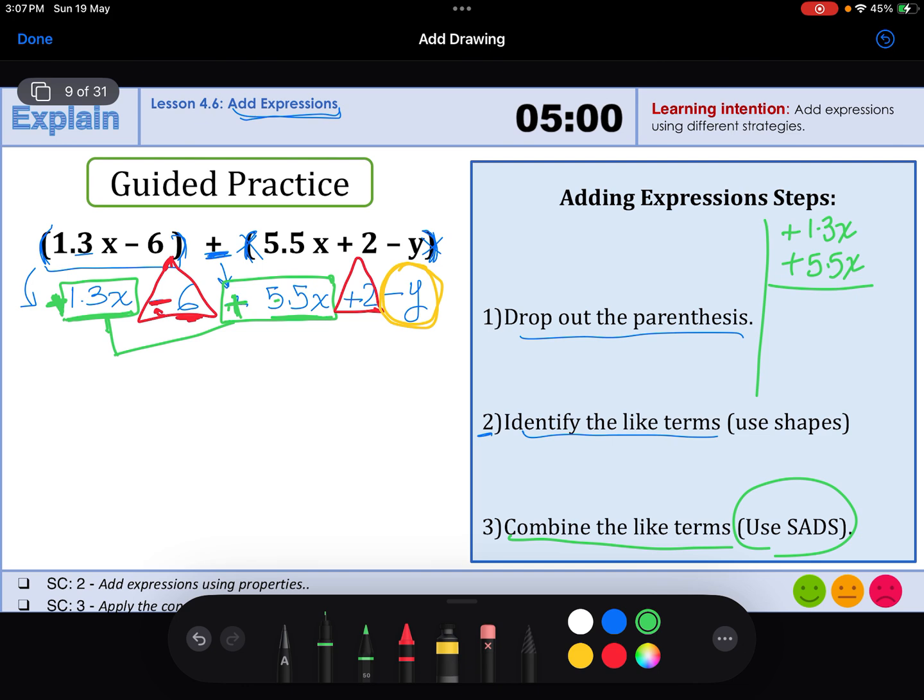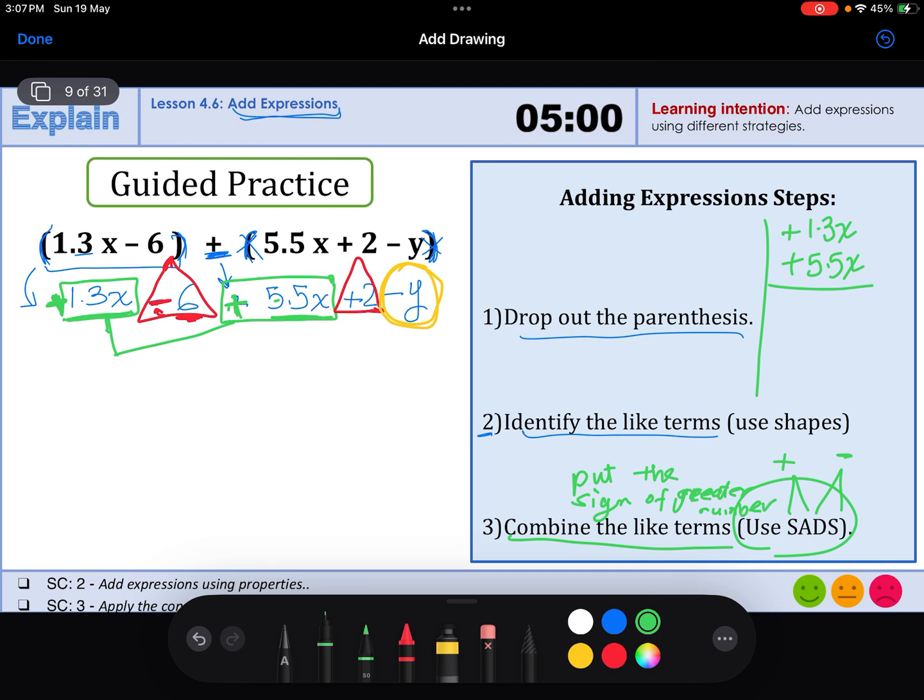To combine the like terms, you have to use SADS rule. SADS rule was basically, if you remember, same signs add, different signs subtract, and always put the sign of the greater absolute value or a greater number without a sign. Let's see how this is gonna work.